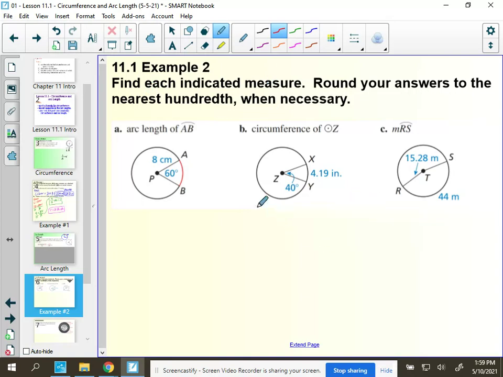I think there's a couple that might come out a little bit cleaner than others. So this first one, can we do it? Well, we'll leave them all up here because I don't know how much I'm going to write. But if I write small enough, I think we can squeeze it in. So we're looking for arc length.